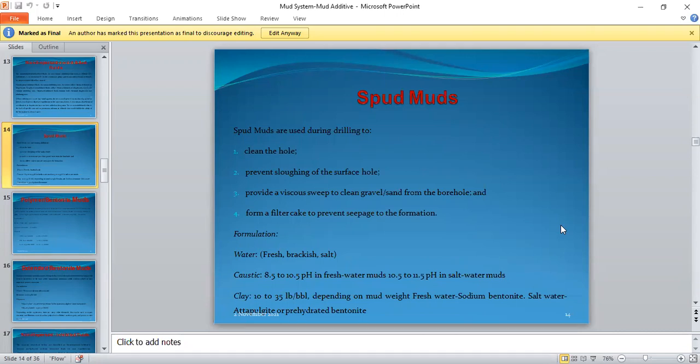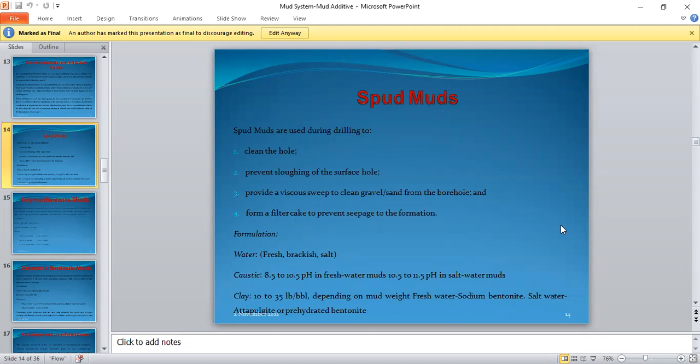If we want to mix 1 barrel of mud, or 100 barrels of mud, what amount of water are we going to bring? What amount of salt, bentonite, or other chemicals are we going to bring? What is the ratio? What is the concentration? That is what we mean by formulation.